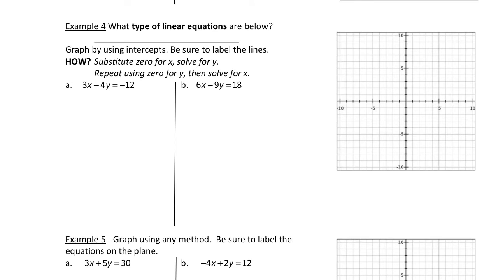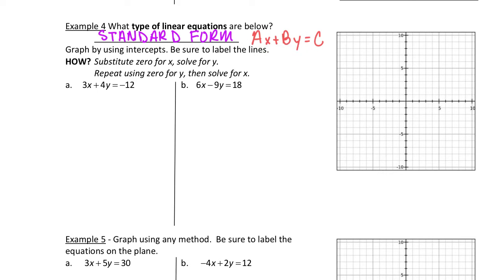Here we are in our final lesson for 5.5. We're going to take a look at what type of linear equations are below. So this is our third type of linear equation that we haven't talked about yet. That third form is what's called standard form. It's written as ax plus by equals c.